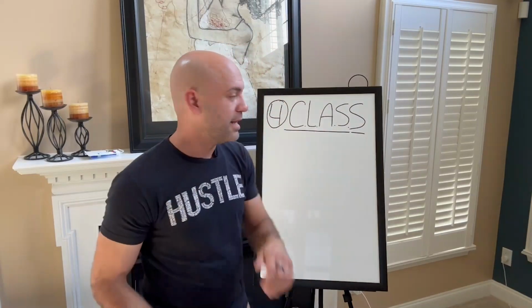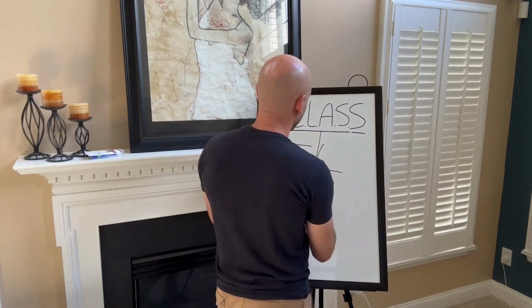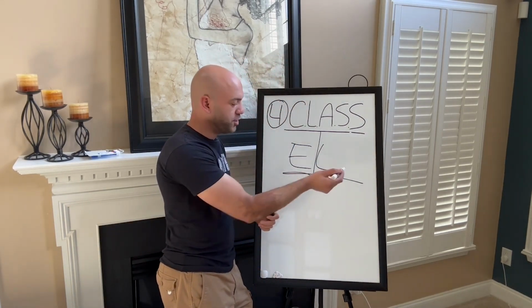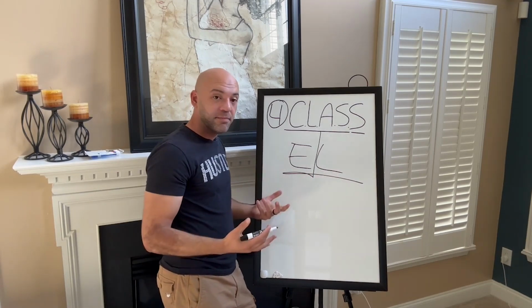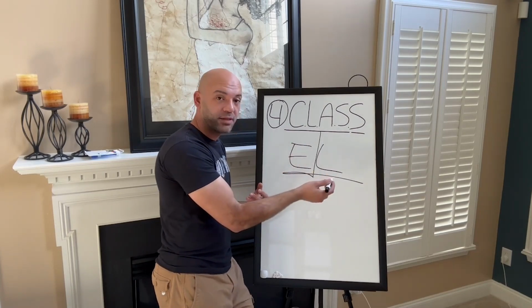Now, if you remember the last class when we were talking about the differences between emotion and logic, people will do a lot of things based on emotion and then justify with logic later. The same thing goes for spending money. People will spend money emotionally and then justify it with logic later.